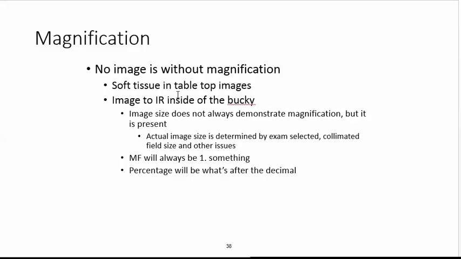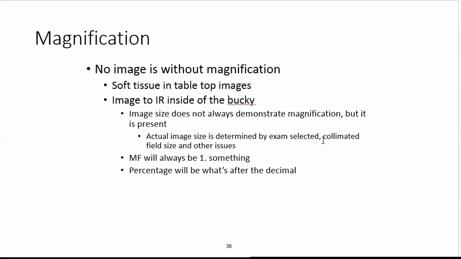Your image size on your monitor might actually be smaller than the actual anatomy, but that's only because of the image manipulation in the computer system, the image display. The magnification was there already. It's just the display that changed. So actual image size is determined by the exam selected and the collimated field that you use.